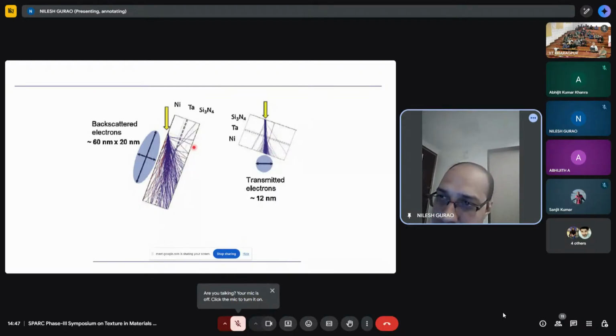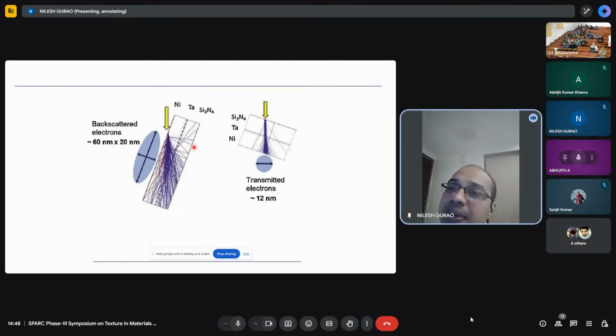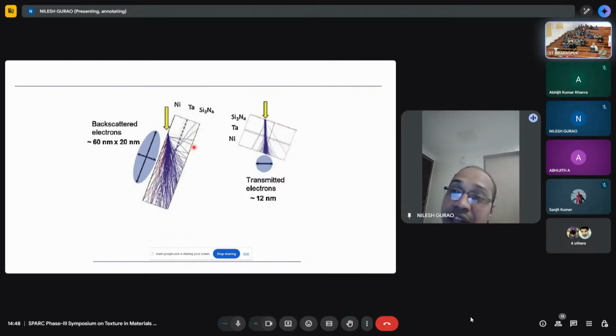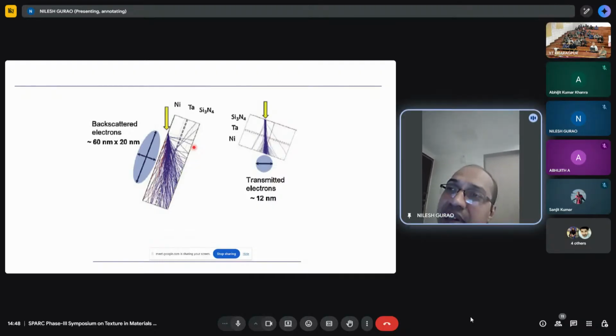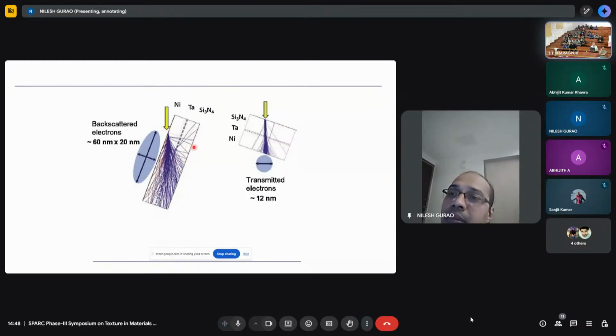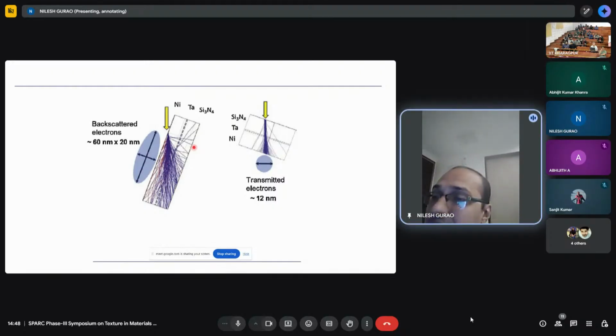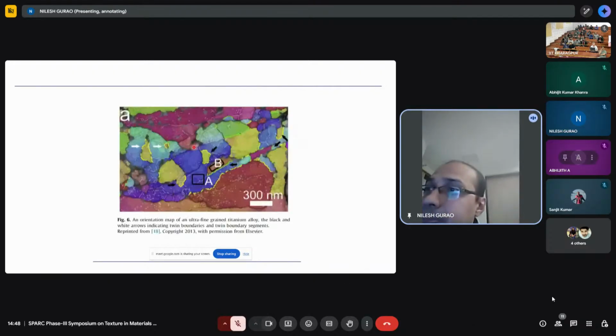Transmitted electrons. Is the interaction volume smaller in case of EBSD or in case of TKD? TKD. So in which case is your spatial resolution going to be better? TKD. So keep this in mind, that why we go from EBSD to TKD: everything we do in EBSD can be done by TKD, but TKD gives you a much better spatial resolution, right?